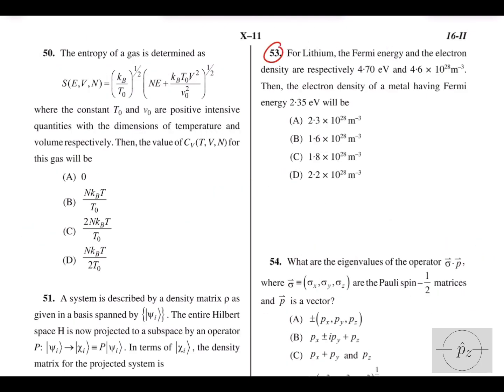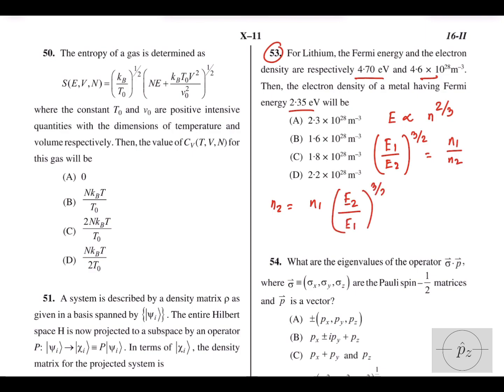Problem 53. For lithium, the Fermi energy and the electron density are respectively this and this. Then the electron density of a metal having Fermi energy this will be, we know the Fermi energy E is proportional to n, the number density of electrons, to the power 2 by 3, or E1 divided by E2 to the power 3 by 2 is equal to N1 divided by N2. So we find N2 is equal to N1 times E2 divided by E1 to the power 3 by 2.